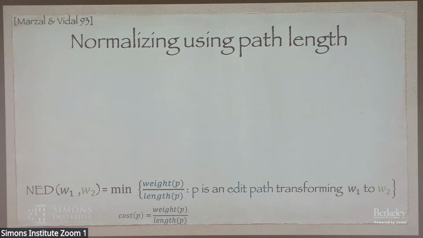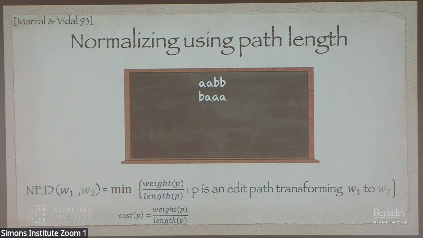Okay, so now I call this the cost. What I call the cost is the weight of an edit path divided by the length of the edit path. And they are asking, what is the edit path for which the cost would be minimal? Okay. So let's look at these words.